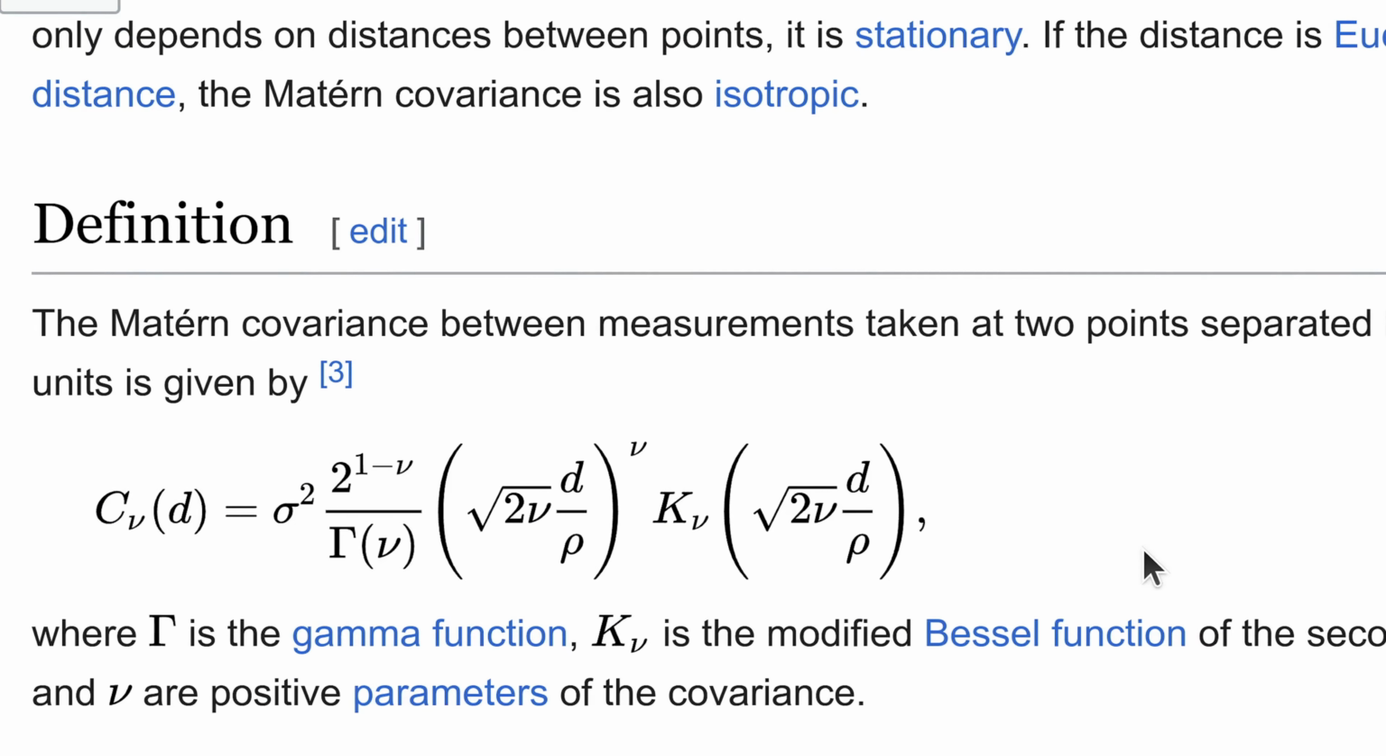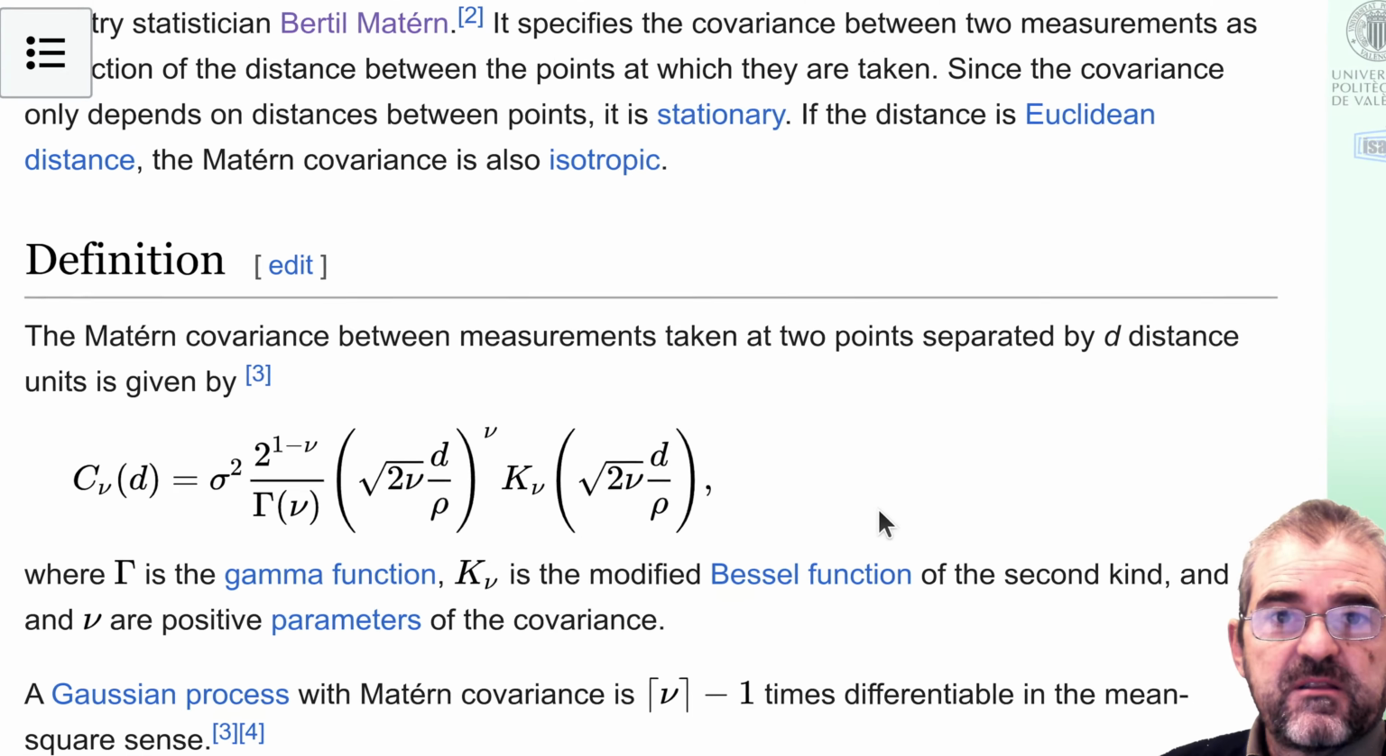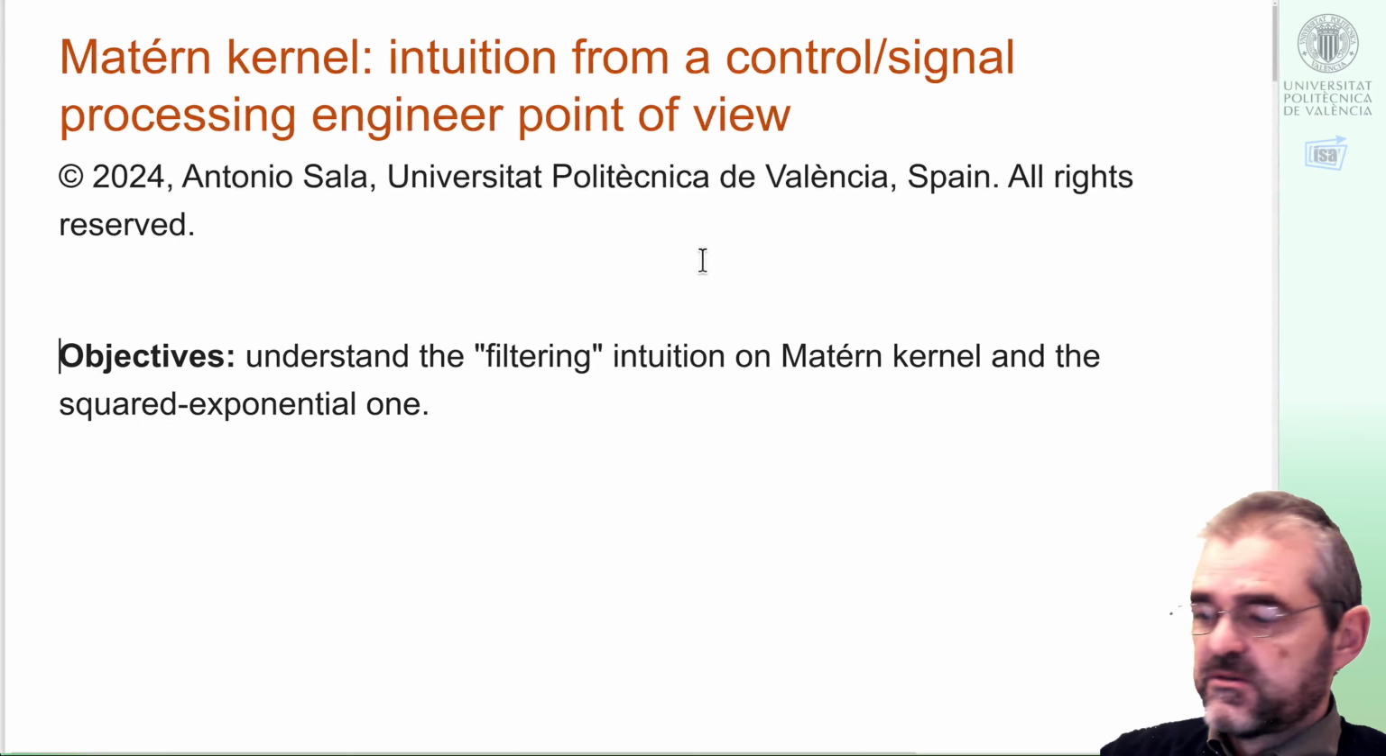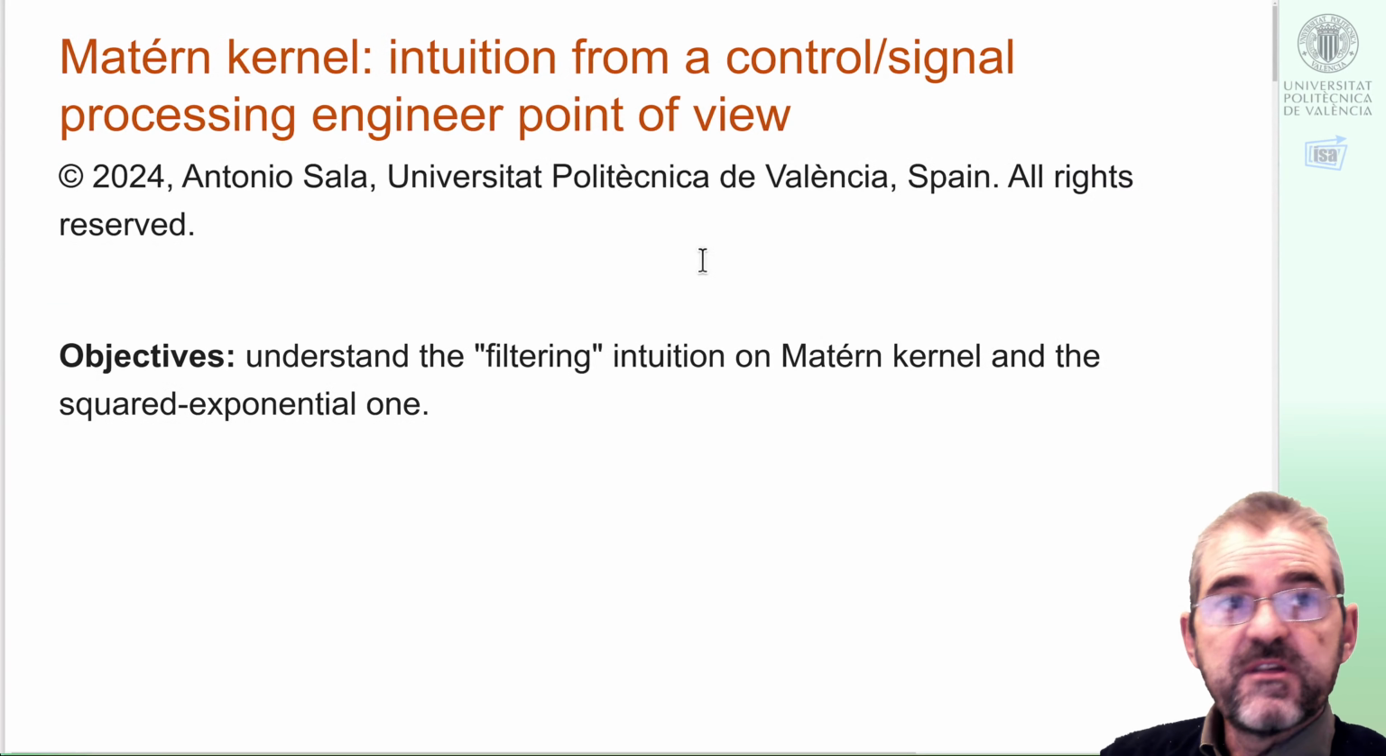This thing has three parameters, nu, rho, and sigma, and it involves the gamma functions and modified Bessel functions of the second kind, and understanding this seems kind of difficult. What are those Gamma and Bessel functions and that stuff? These sound Chinese to me, and I don't speak Chinese. So, what's the goal of this video?